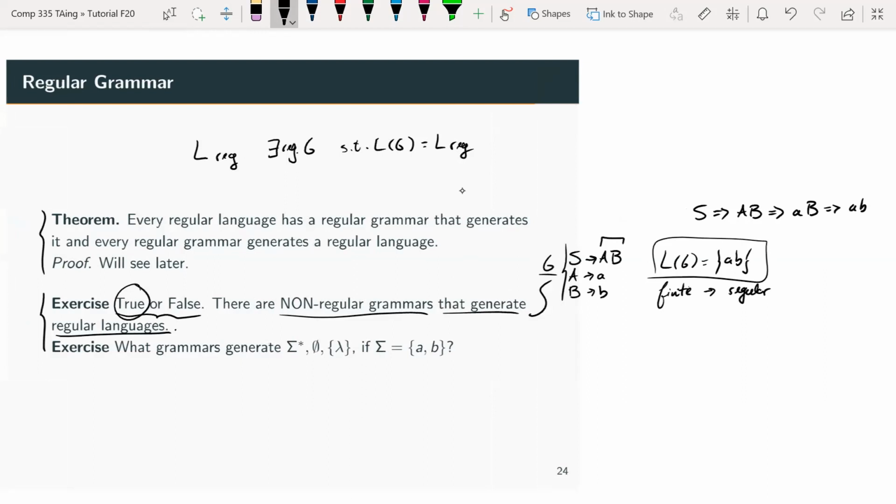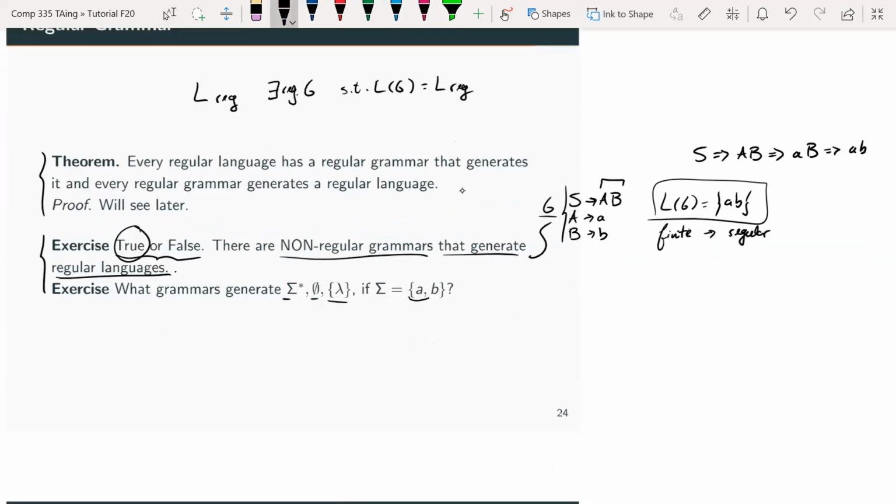And then, what grammars generate sigma star, the empty set, and the language containing lambda, if sigma is the alphabet {a, b}? I'm going to leave these for you to think about. The solution is in the next slide, but the one I want to show you is a grammar G such that L of G is the empty set. What kind of grammar G can do this?